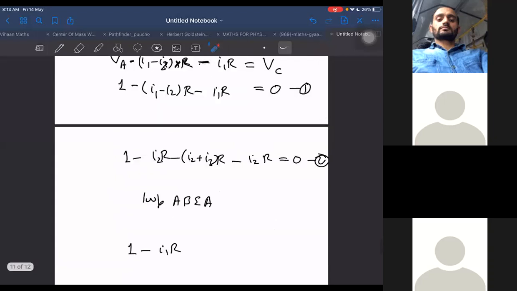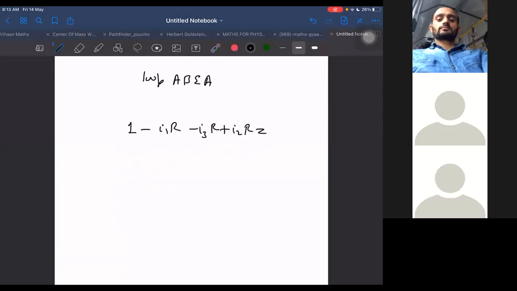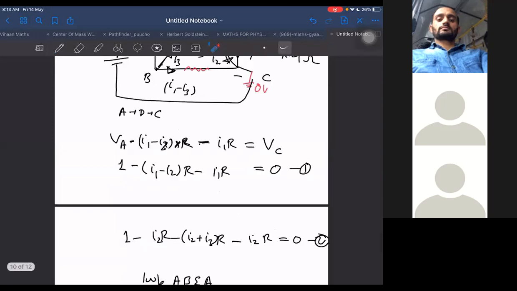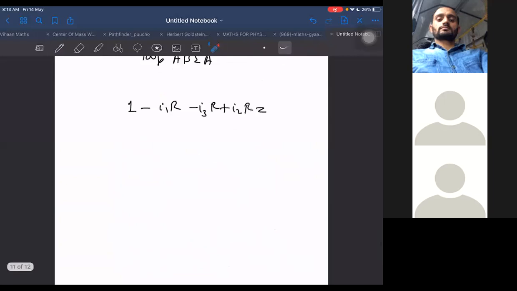Yes, against the current means plus. So minus I3 into R, plus I2 into R is equal to, we are reaching back the same point. What is the potential of that point? Potential of that point is 1. So we can say this is equal to 1 volt.